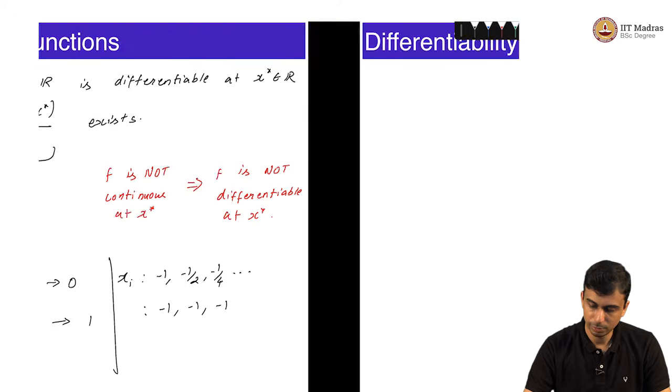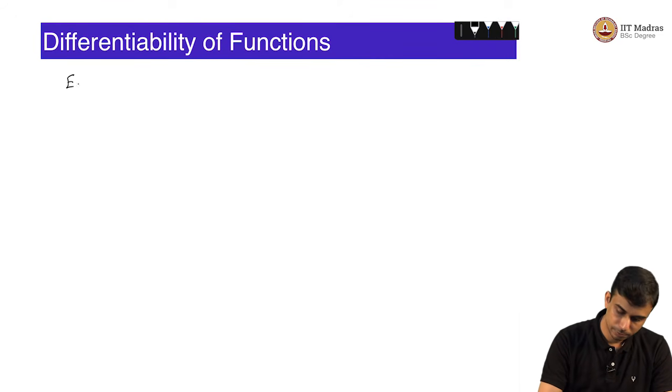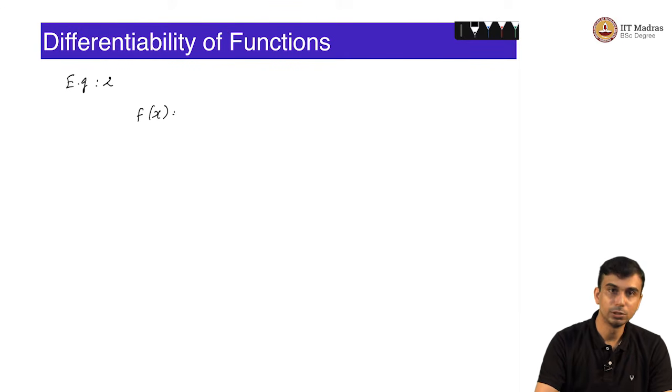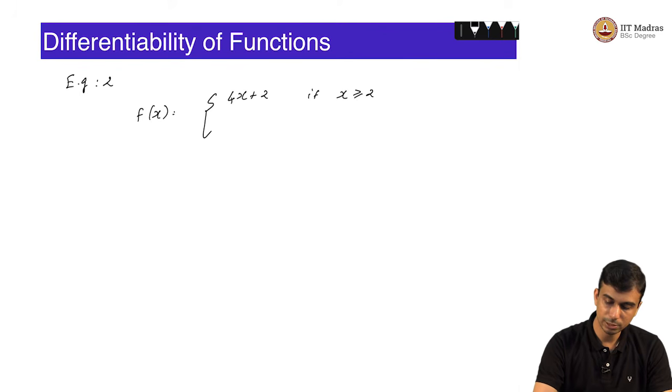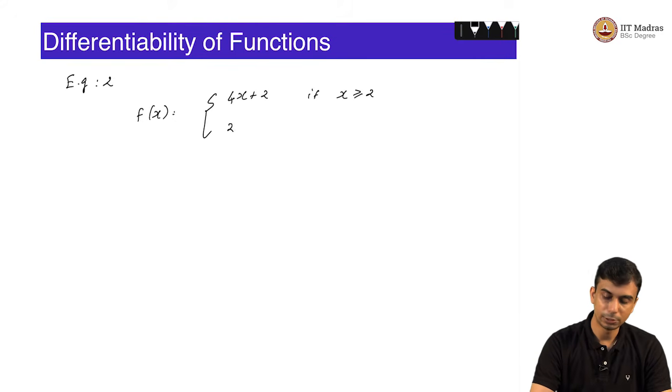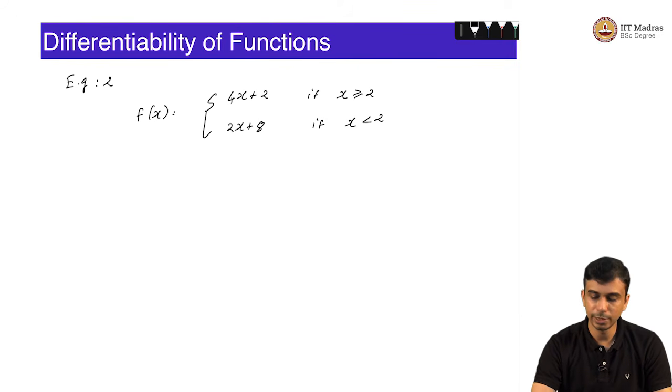Okay. Here are some more examples for you to work out. Let us say f of x is equal to 4x plus 2 if x is greater than or equal to 2, and equal to, let us say, 2x plus 8 if x is less than 2. What can you say about this function? Is this function differentiable at x star equal to 2? First off, you can immediately say that this function is not even continuous at x star equal to 2.